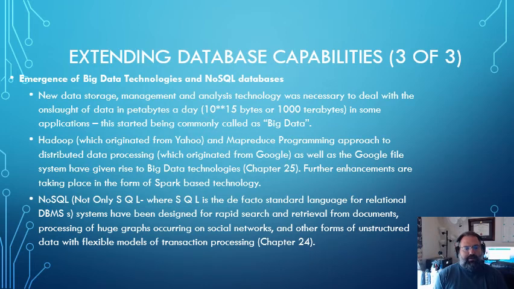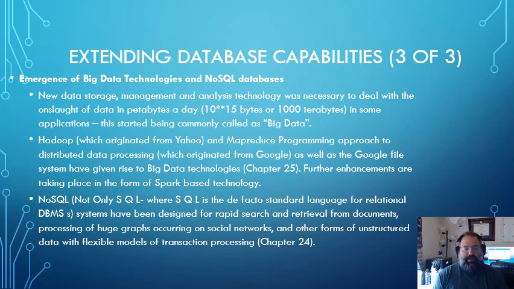The emergence of big data technologies and NoSQL databases: new data storage, management, and analysis technologies were necessary to deal with the onslaught of data that is of the petabyte and exabyte scale. We started calling that sort of thing big data. Hadoop was one of the first things to come out. It came out of Yahoo originally as a side product from one of the employees that they had acquired.